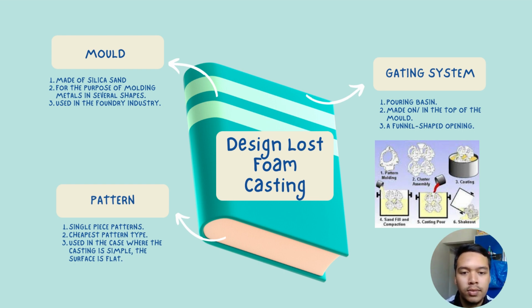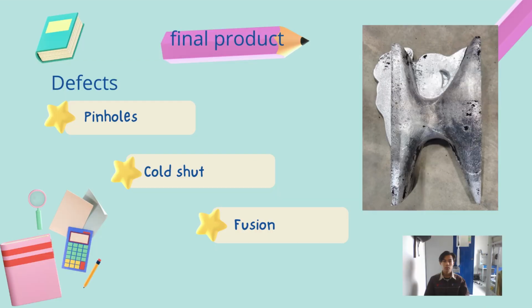In lost foam casting, we use a single piece pattern. A single piece pattern is the cheapest pattern type. This sort is often used in the case where the casting is simple, the surface is flat, and production volume is small, as well as in prototype development.